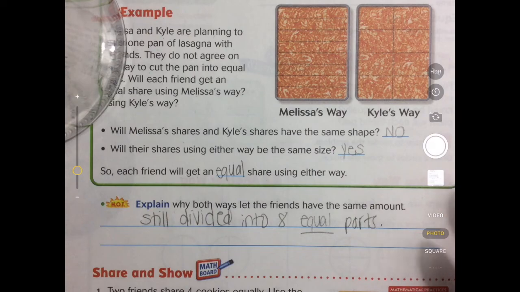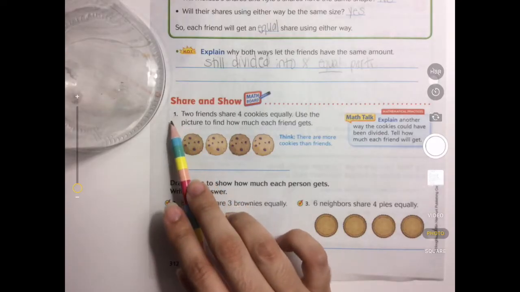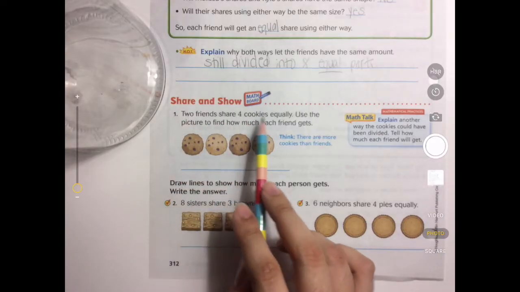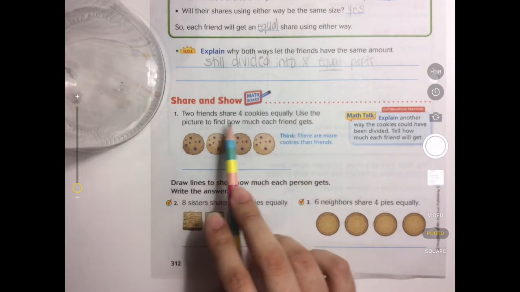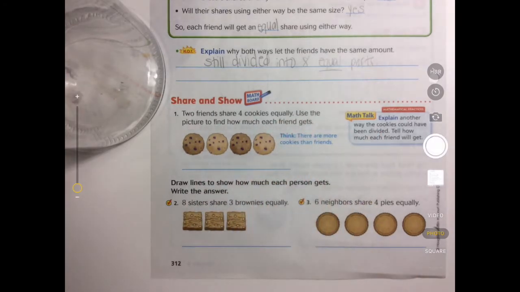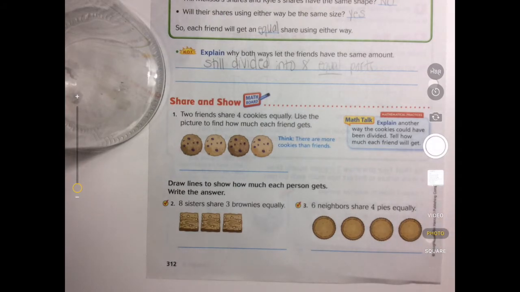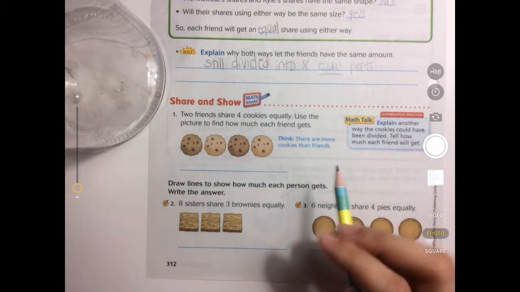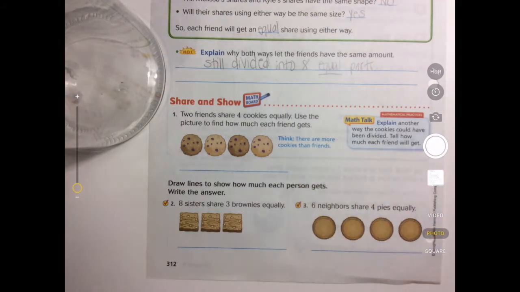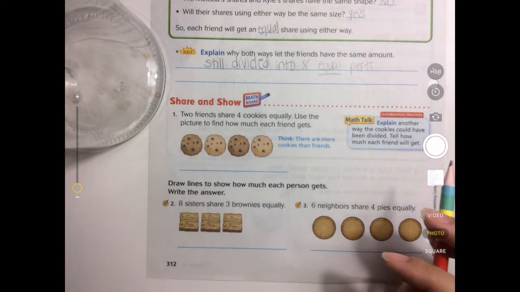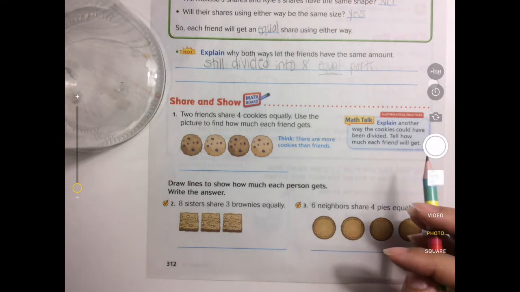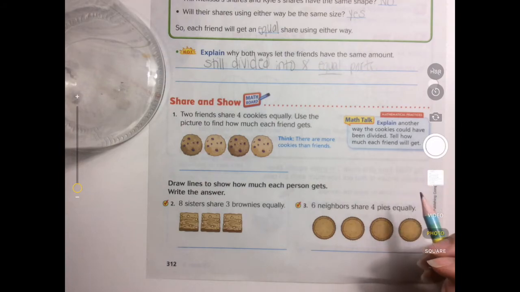Now let's go to share and show. Share and show number 1. 2 friends share 4 cookies equally. Use the picture to find how much each friend gets. So let's think about dividing the cookies. Let's see. There are more cookies than friends. So 2 friends sharing 4 cookies equally.